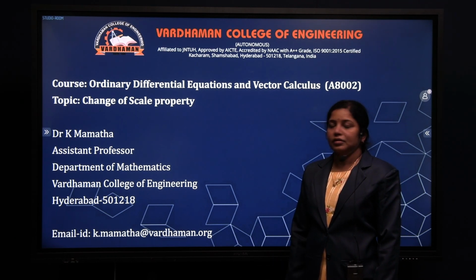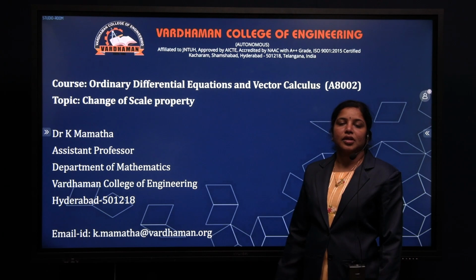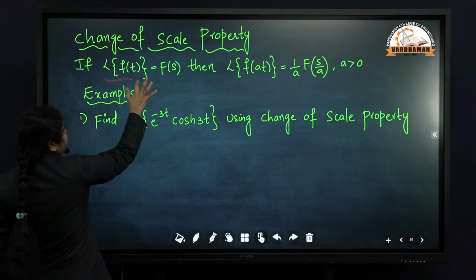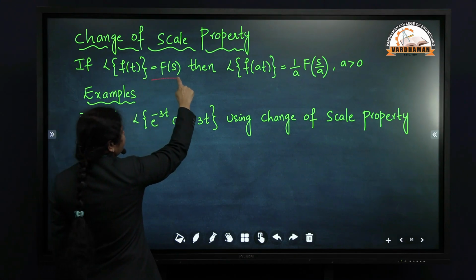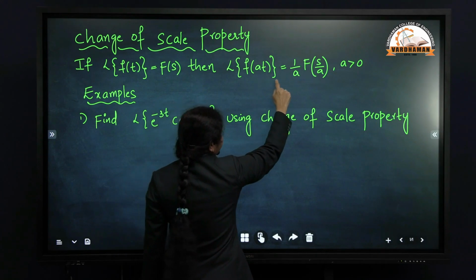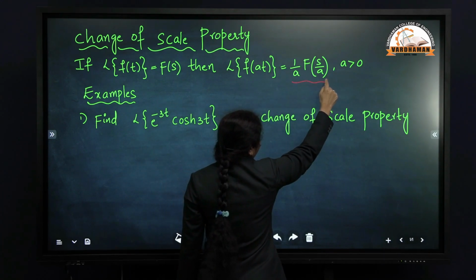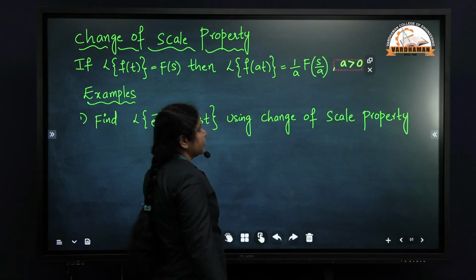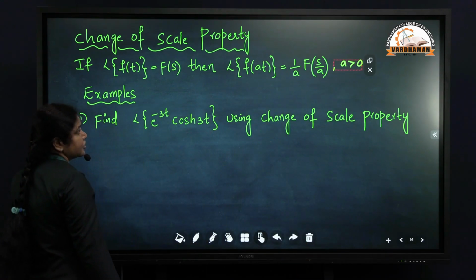In this lecture, I am discussing the change of scale property. The change of scale property is: if the Laplace transform of the function f of t equals F of s, then the Laplace transform of the function f of a t becomes 1 by a into F of s by a. Here a is a positive number, a is greater than 0.